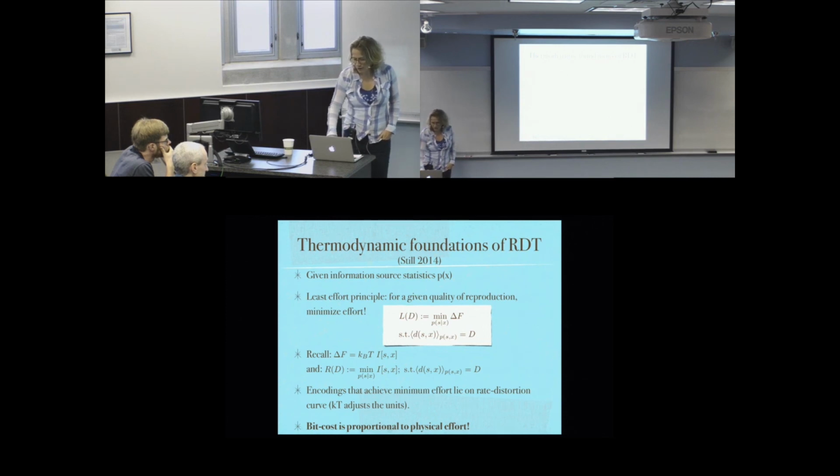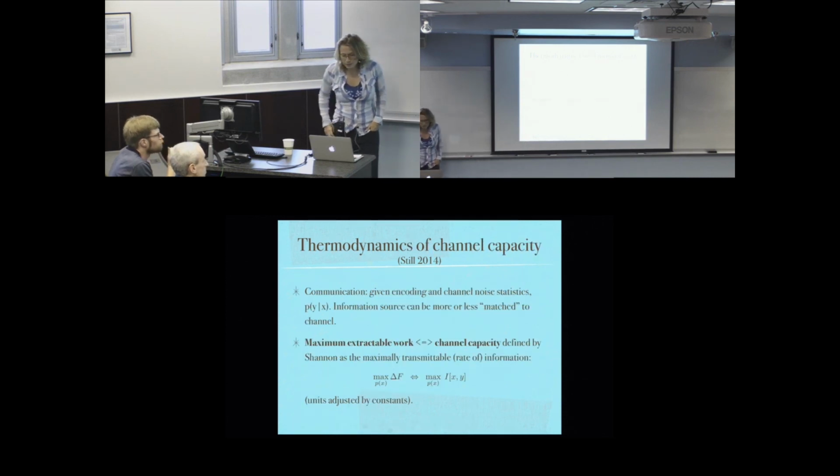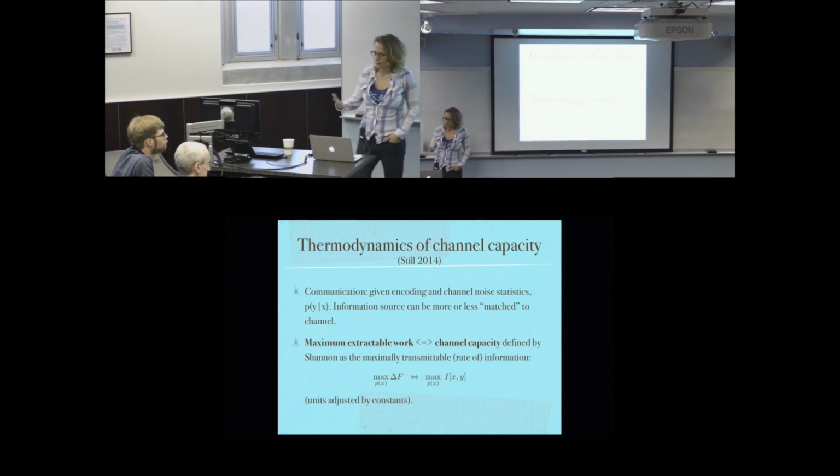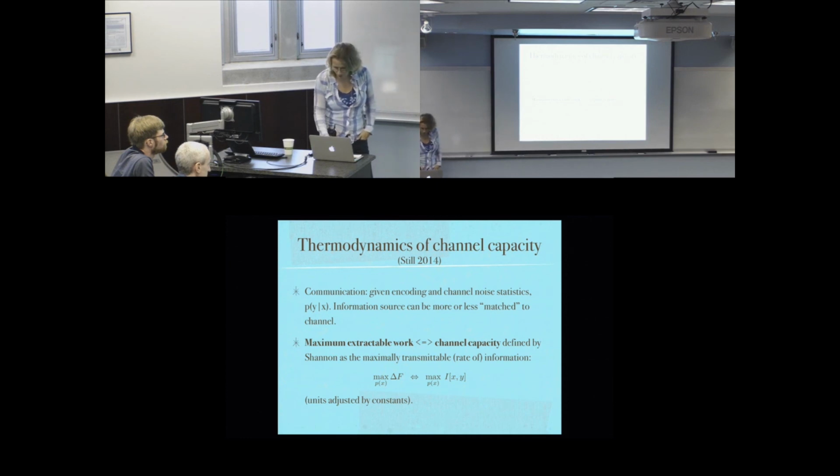In the same way, you can look at his channel capacity. Now, for the channel capacity, you're given the statistics of the encoding and the channel and everything that's fixed. And all you can do is search for a source that's more or less matched to your channel. And so here you can say, well, I want to maximize the extractable work. I want to maximize my work potential, right? And that is directly proportional, because this is kT times I, to the channel capacity as defined by Shannon. So again, it lends a thermodynamic motivation to what he defined.